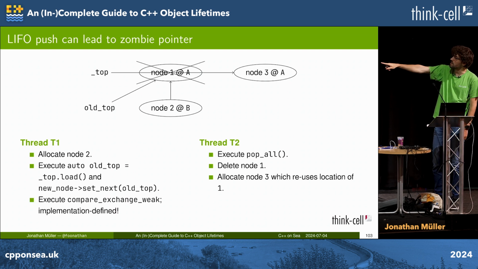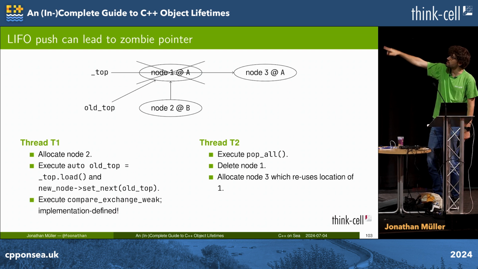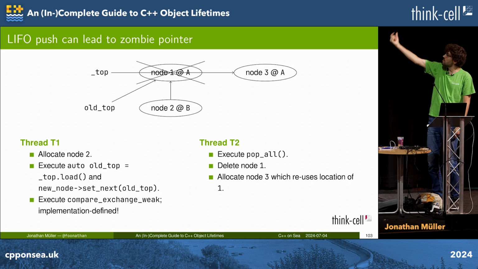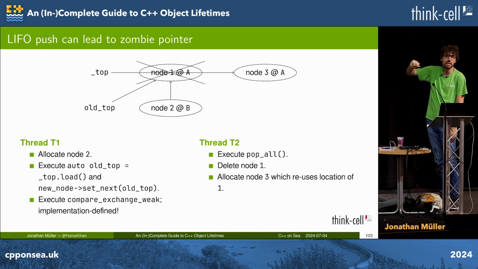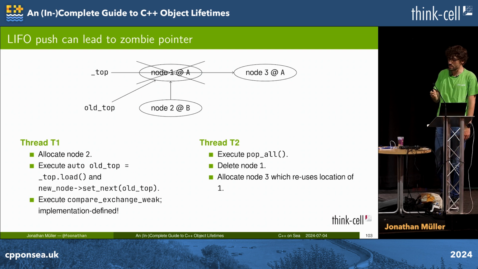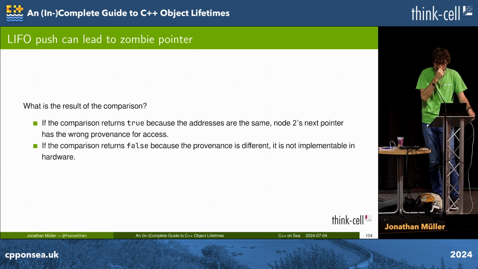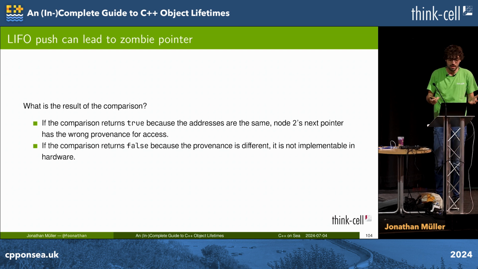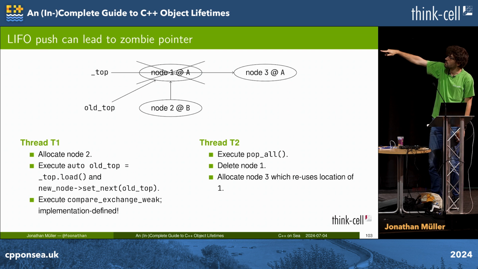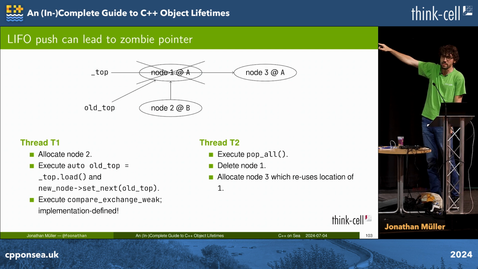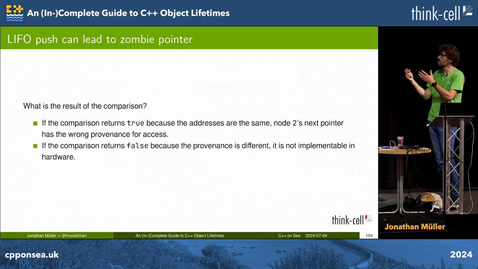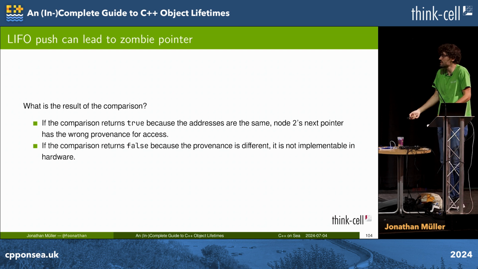So now when we do the compare exchange, this is again implementation defined, because old top points to deallocated storage and top points to reused storage that just happens to reuse the storage we've deallocated. So bitwise, those two pointers are probably equal, but we've got weird provenance consequences, and there isn't really any good choice. If the comparison returns true because the addresses are the same, node 2's next pointer will not be updated. It still points to deallocated storage, so we've got the wrong provenance. As soon as we start iterating over the list, we will have undefined behavior because it points to a deleted object, right? But if it actually returns false because the provenance is different, well, that's not implemented in the hardware, because the hardware doesn't know about provenance, right?